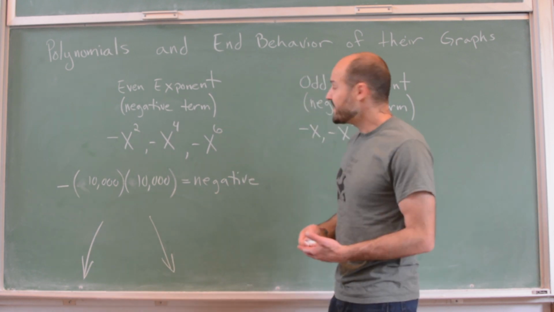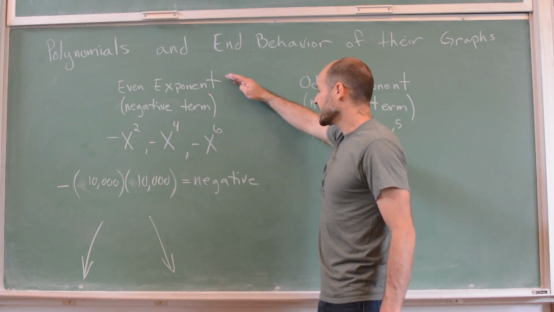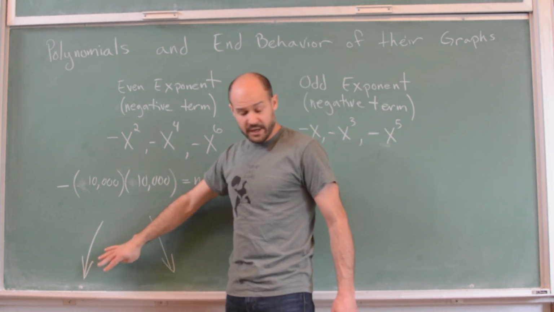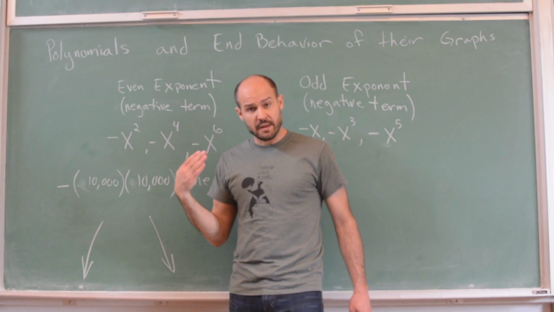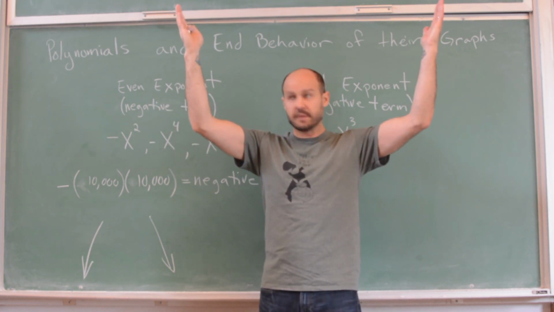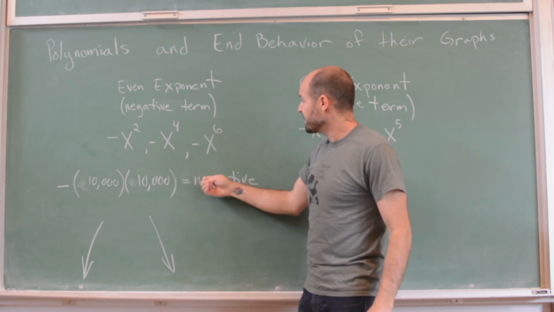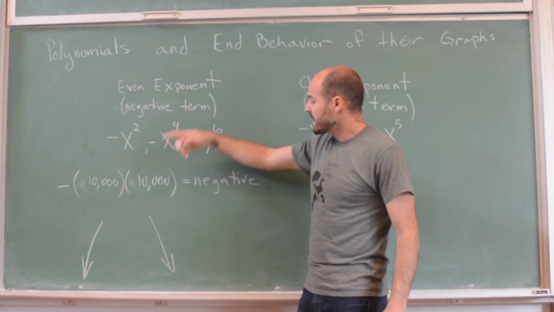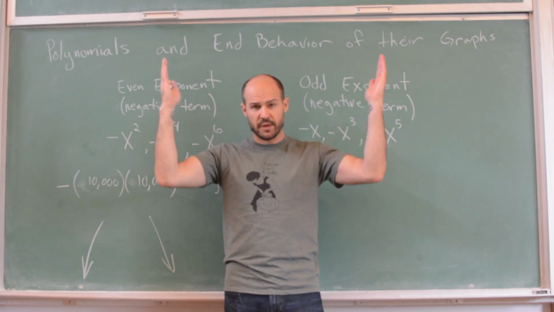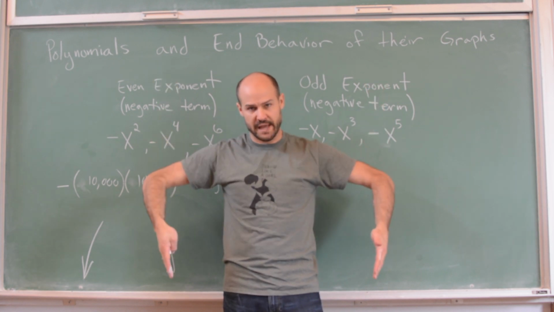So even exponent leading terms have end behavior that are in the same direction. When we look at a positive leading term, they both increase, they both go up. When we look at a negative leading term, they both decrease, they both go down. So even is either both up or both down.